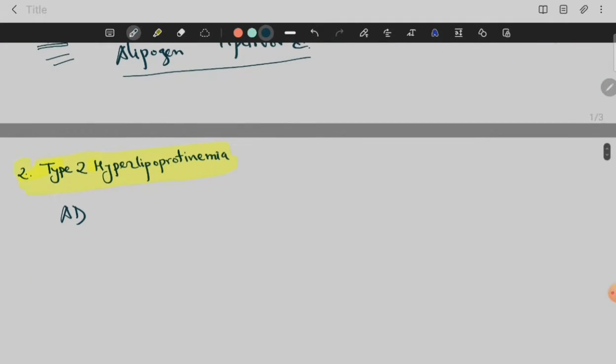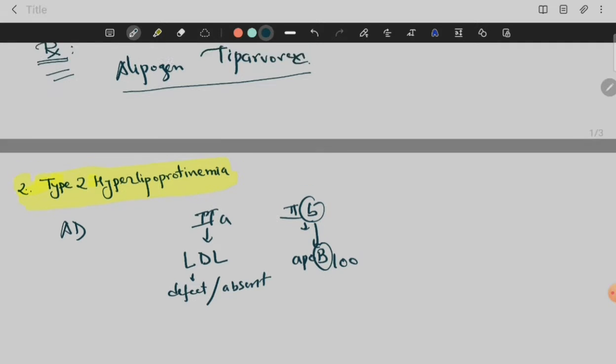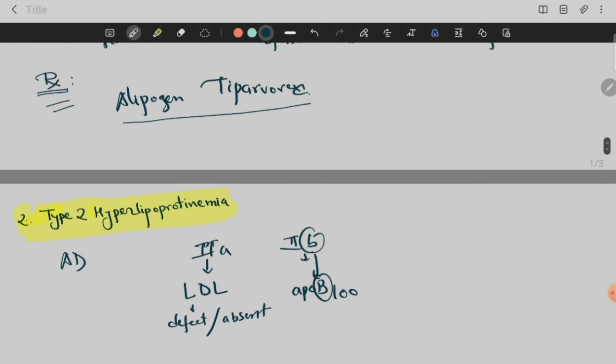It is actually of two types, 2A and 2B. The A is due to the mutation in the LDL receptor. Actually it can be defective or absent, whichever it may be. And type B is for ApoB, and this is ApoB 100. You can remember like this: type 2B comes with B, ApoB and 100.